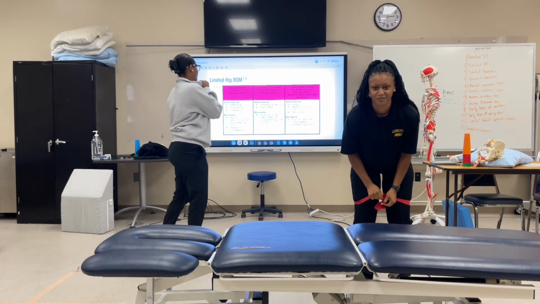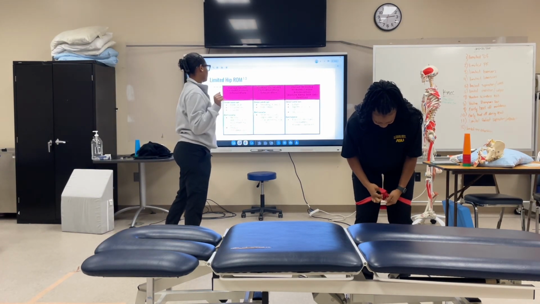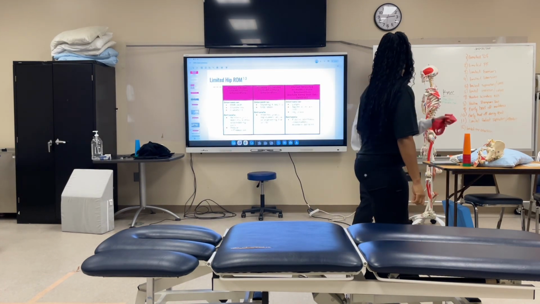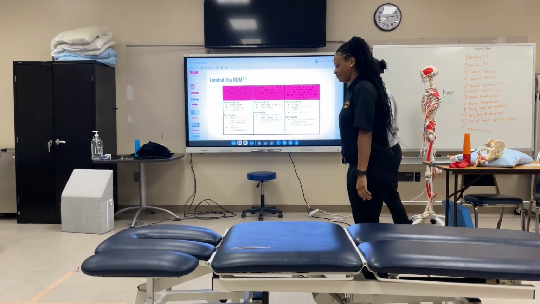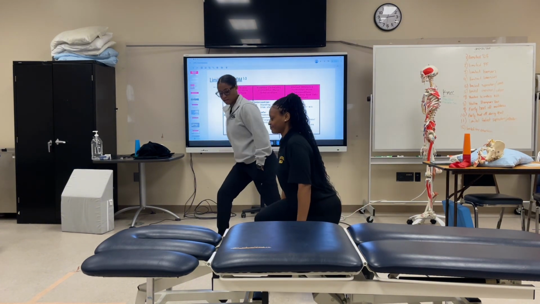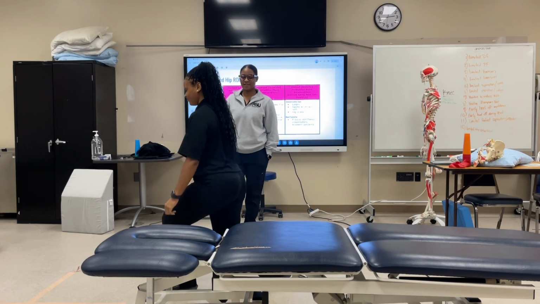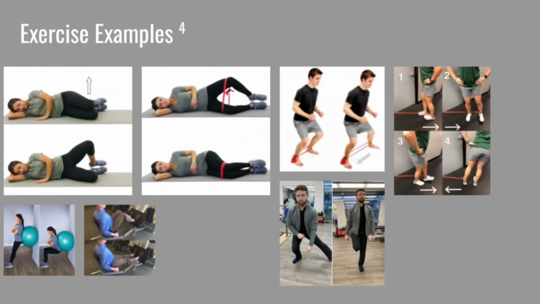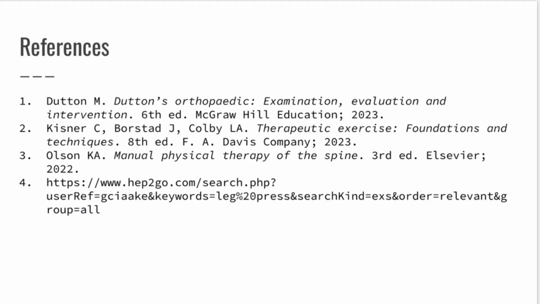And then last but not least, we will do some lunges. With either leg that you want to lead with, you're just going to do a lunge, ensuring that your knee does not go over your toe. Great job. This is more functional. Okay. And then our references.